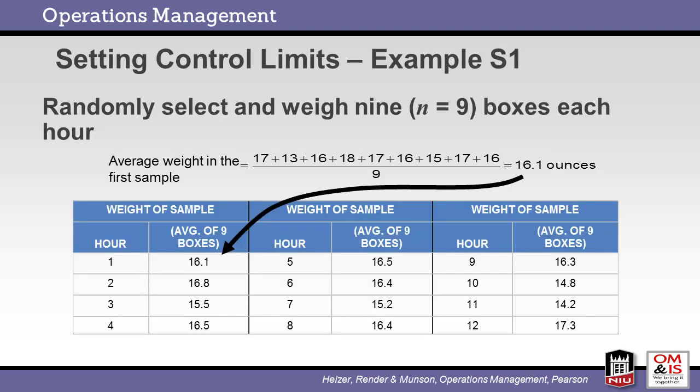In this example, we have taken hourly samples from production over 12 hours. Each sample has 9 boxes in it. The resulting measurement averages are shown here. For example, the first sample of 9 boxes had an average weight of 16.1 ounces. This average is simply the sum of the 9 measurements divided by 9.